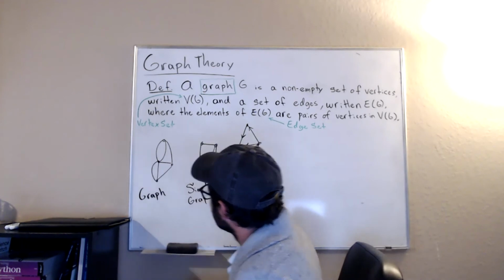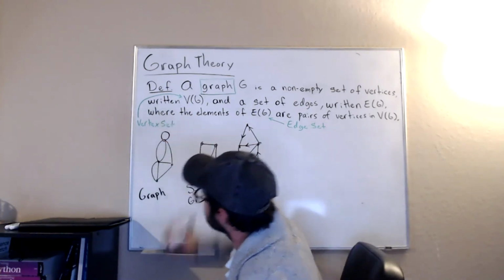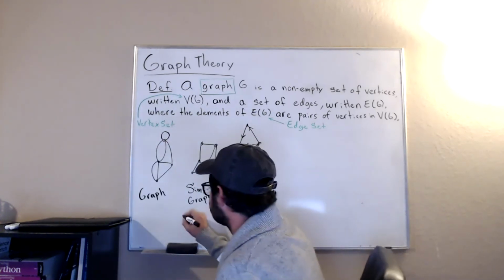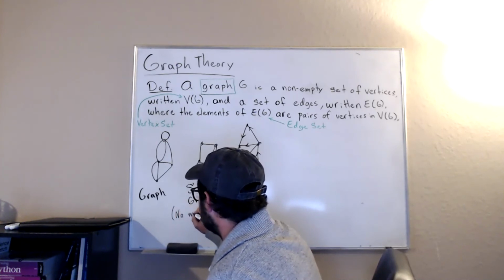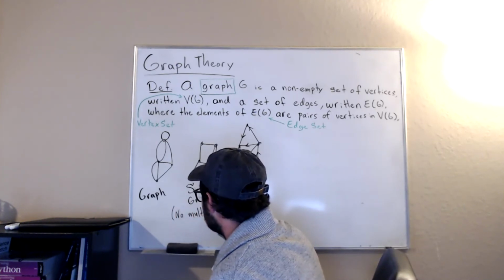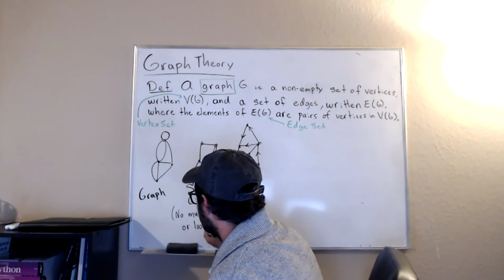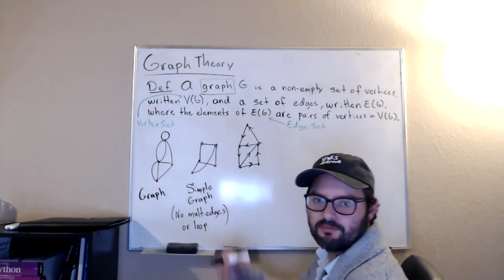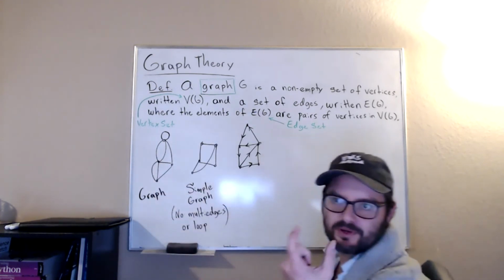This is a simple graph. Also, you can have self edges in general graphs, where the vertex just goes to itself. So for simple graphs, there are no multi-edges or loops. A loop is just a vertex that's sent to itself by an edge. Multi-edges are multiple edges between a pair of vertices.